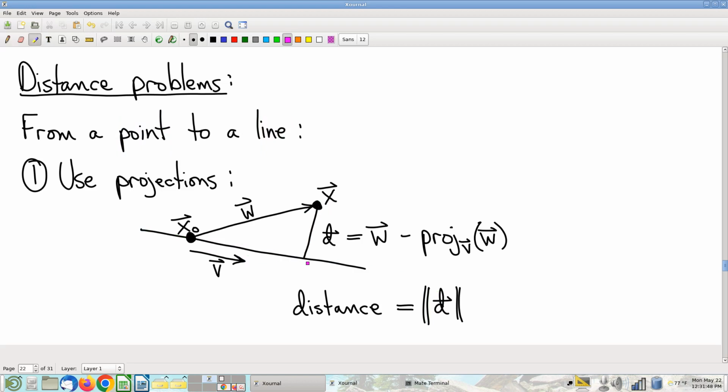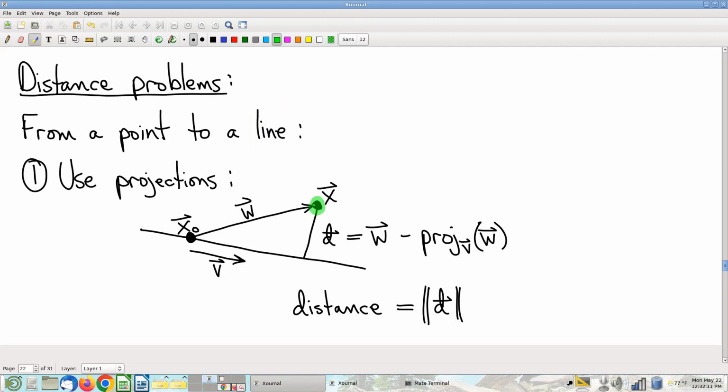There's a nice little trick here. Oh, I should clarify. This is assuming that our line is given to us parametrically, namely that I know a point on the line and that I know a direction vector, so a vector v here parallel to the line. Okay, so that being the case, here's the move.